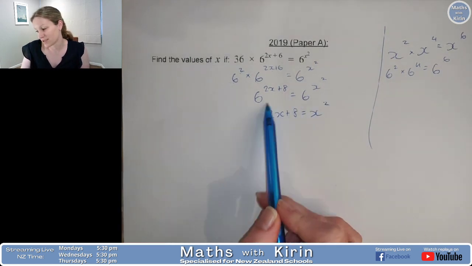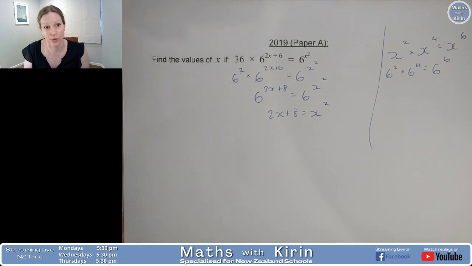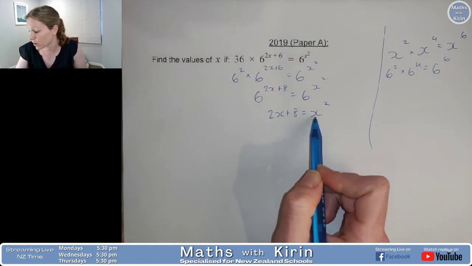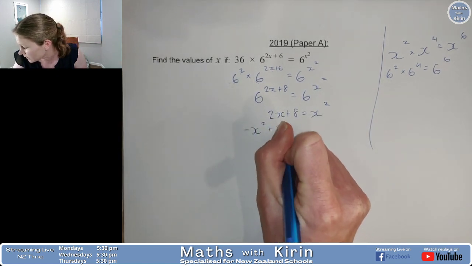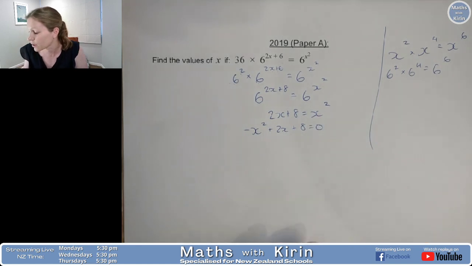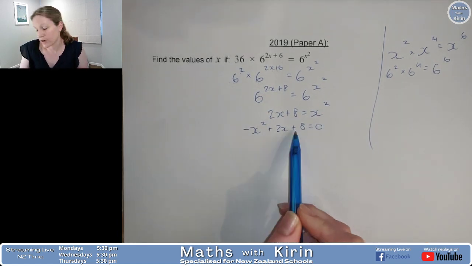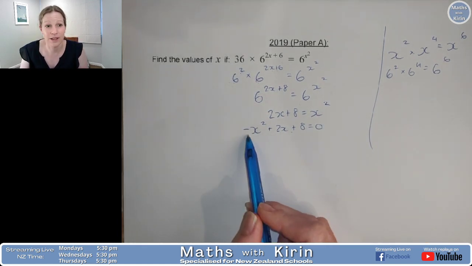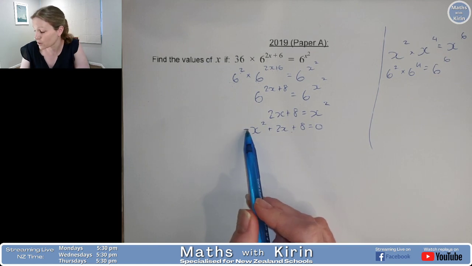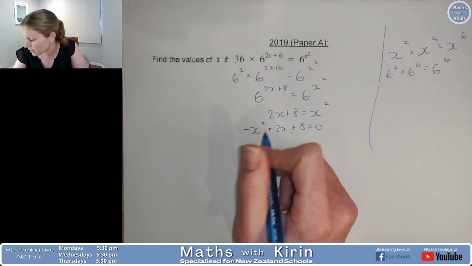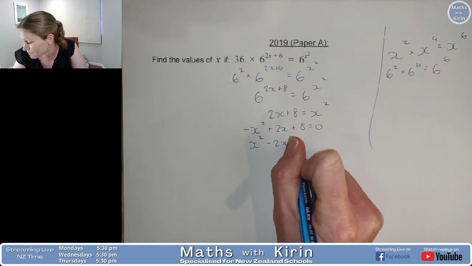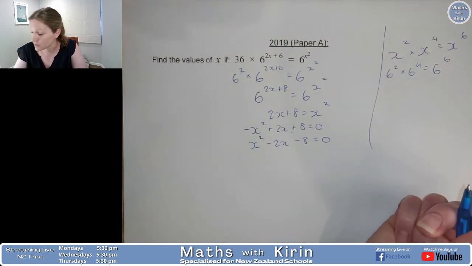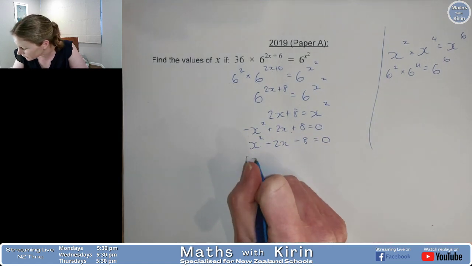Hopefully you recognize this as a quadratic equation. So we have a quadratic to solve. We want to move all of our terms to the left-hand side. So if we bring our x squared across, we get negative x squared plus 2x plus 8 is equal to 0. To solve a quadratic, we then need to factorize. A little bit more difficult if you have a negative x squared. So you might like to multiply everything through by negative 1 to give us x squared minus 2x minus 8 equals 0. And then we can factorize from here.